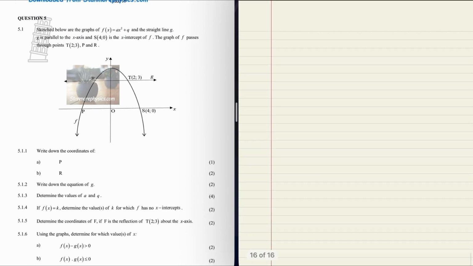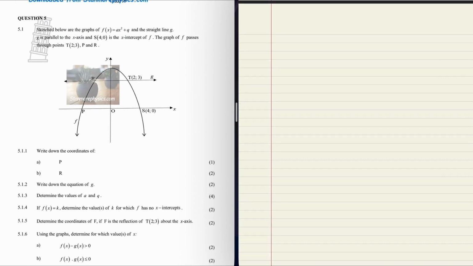Let's now take a look at question 5. Question 5.1: sketched below are the graphs of f(x) and the straight line g. g is parallel to the x-axis and S is the x-intercept of f. The graph of f passes through the points T, P, and R.